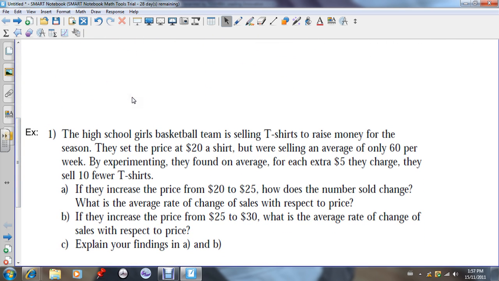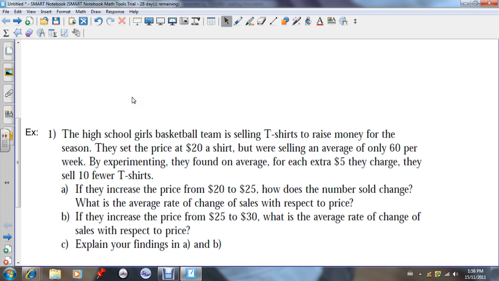Example number 1. The high school girls basketball team is selling t-shirts to raise money for the season. They set the price at $20 a shirt, and they're selling an average of 60 per week. By experimenting, they found on average for each extra $5 they charged, they sold 10 fewer t-shirts. Question A says, if they increase the price from $20 to $25, how does the number sold change?